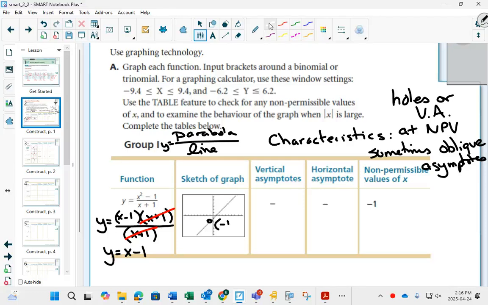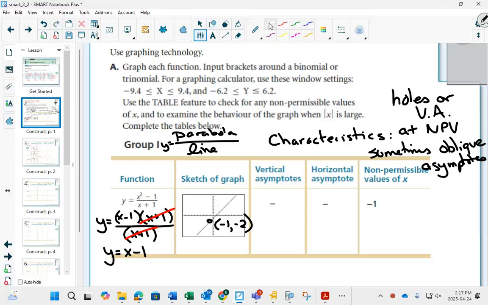And you can label it on here. The hole is going to be at minus 1. And now if I plug it into my new equation, it's at minus 1, minus 2. Because it would have been a straight line, but I have a hole in it. So if you can factor and something cancels out, you get a hole. If you factor but the non-permissible value term doesn't cancel out, it becomes and stays an asymptote.